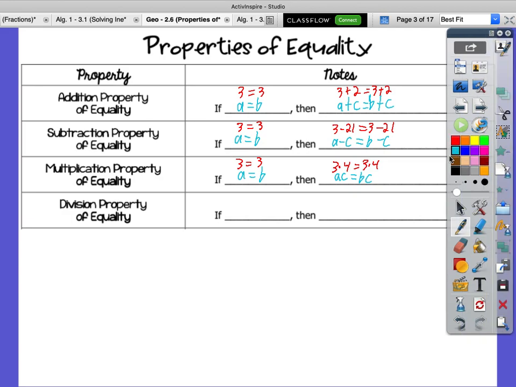Cool beans. Okay, division property of equality. Okay, bless you. Must reigns on half, lest we forget.